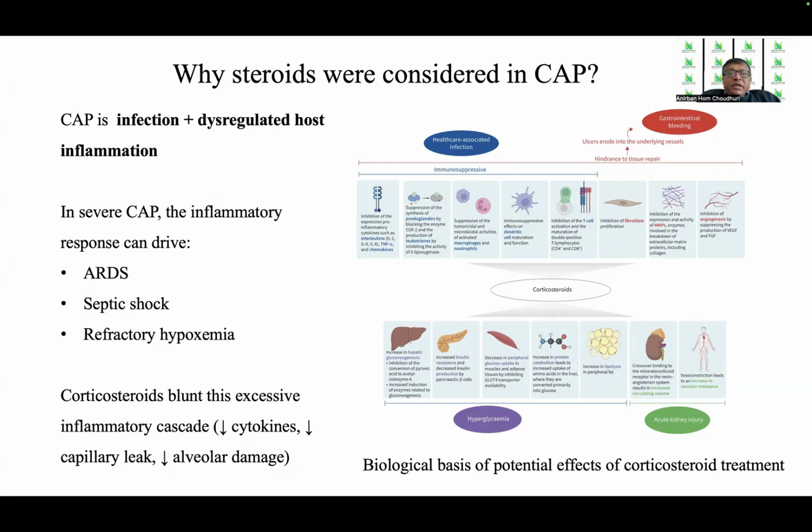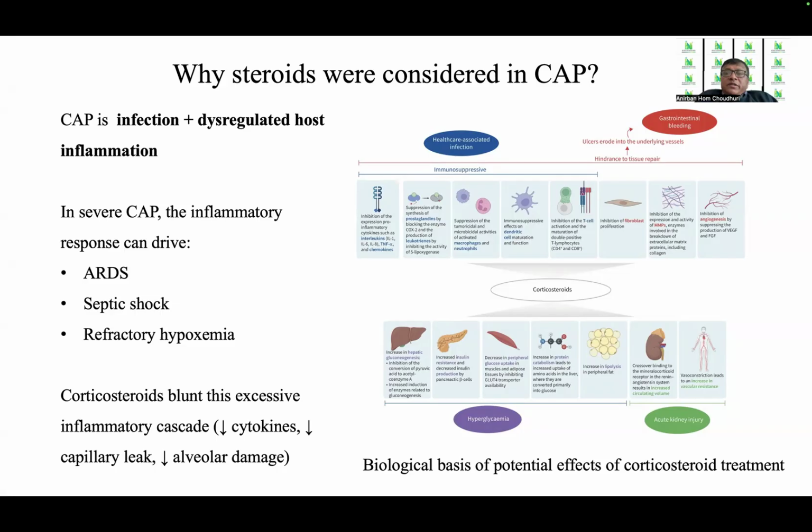They are also involved in the suppression of synthesis of prostaglandins by blocking the enzyme COX-2, and the production of leukotrienes. They cause suppression of the tumoricidal and microbicidal activities of activated macrophages and neutrophils. There are immunosuppressive effects on dendritic cell maturation and function, inhibition of T cell activation and of the maturation of double positive T lymphocytes, and therefore they produce a gamut of immunosuppressive effects by which they blunt this excessive inflammatory cascade. And that is the reason for their consideration in severe CAP.